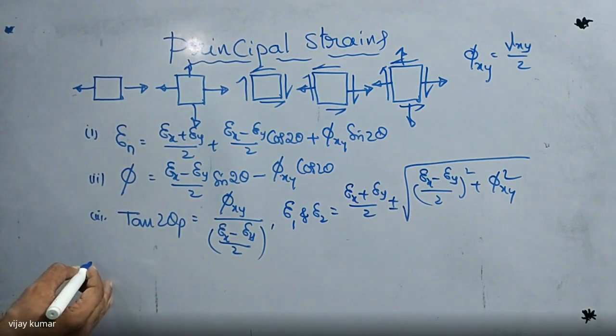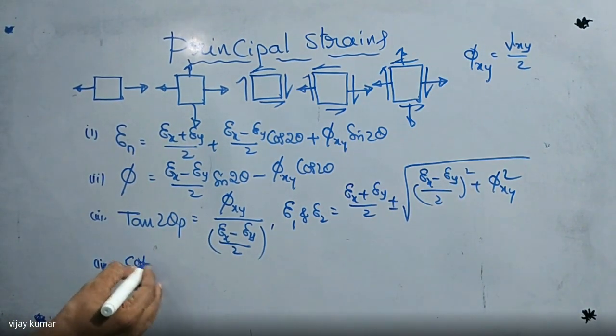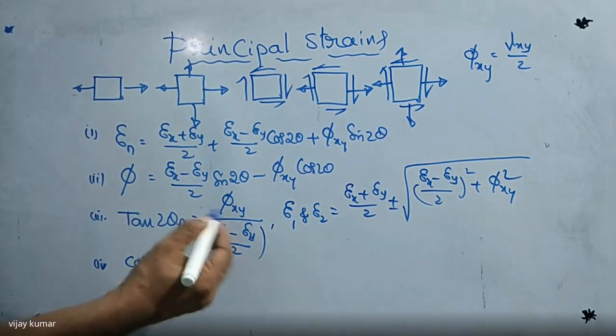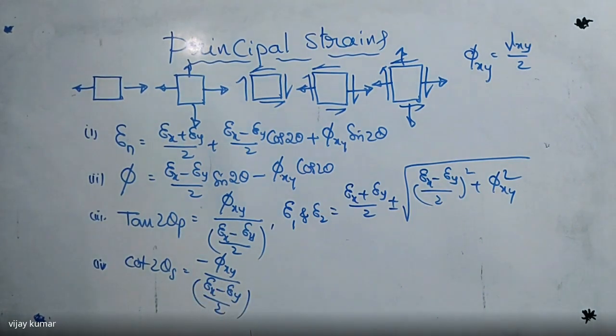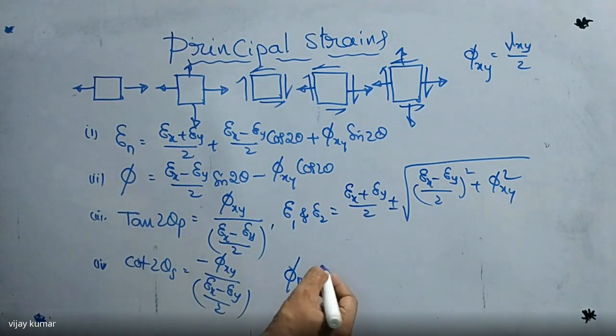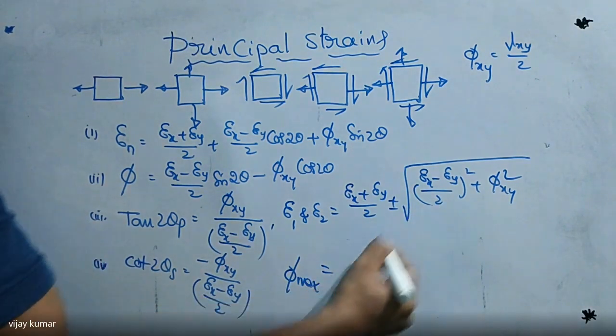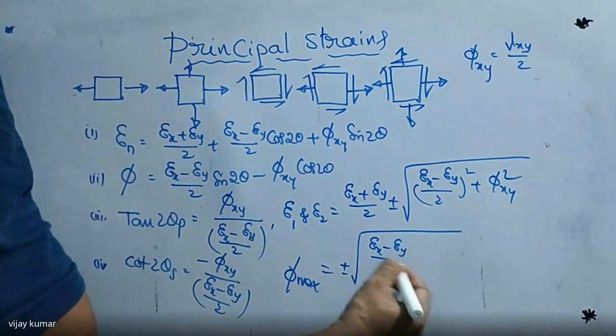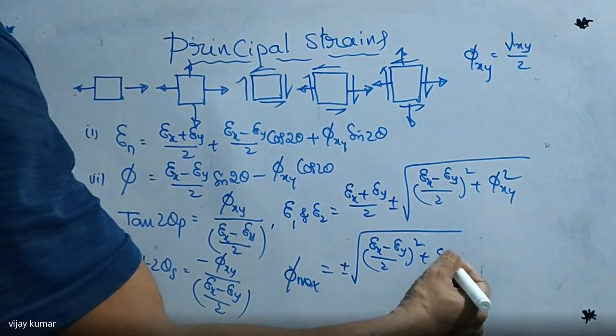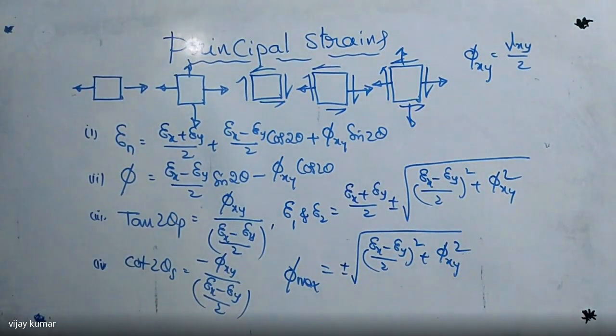As same as the shear plane. The shear plane formula is cot 2 theta s is equal to, we can write here, minus phi xy divided by epsilon x minus epsilon y divided by 2. This is the formula for the shear plane. What is the maximum shear strain? Maximum shear strain is equal to, what is the formula? We can write plus or minus square root of epsilon x minus epsilon y by 2 whole square plus phi xy whole square. So these are the formulas we can use to calculate all the values.